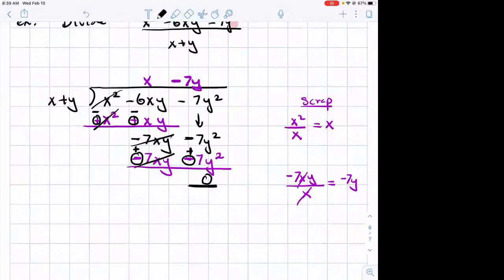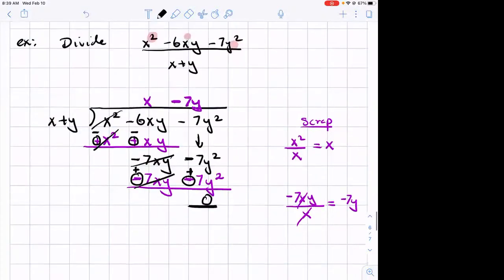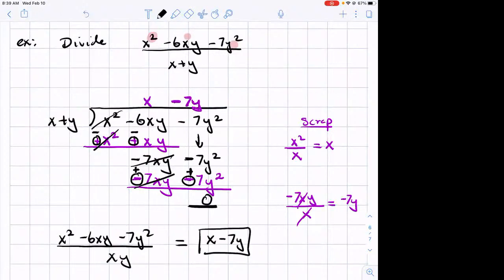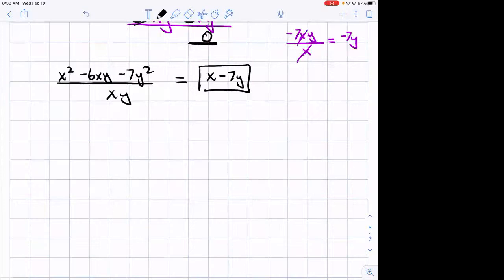So the remainder is 0, meaning that if we had tried to factor that numerator, it would have been able to factor. So we have x squared minus 6xy minus 7y squared divided by x plus y is equal to x minus 7y. And here is our answer when we perform the division. Let's look at one more example.